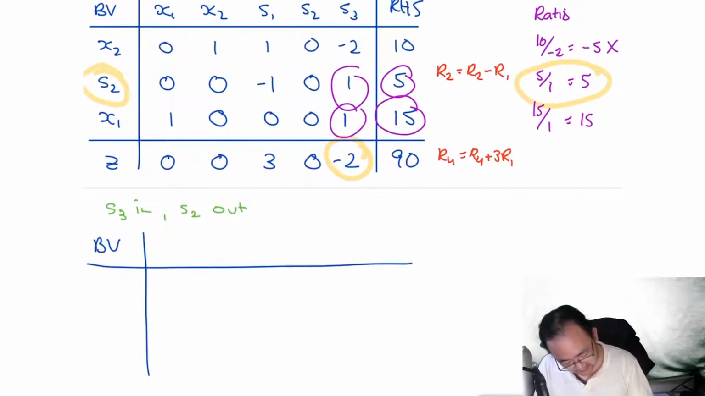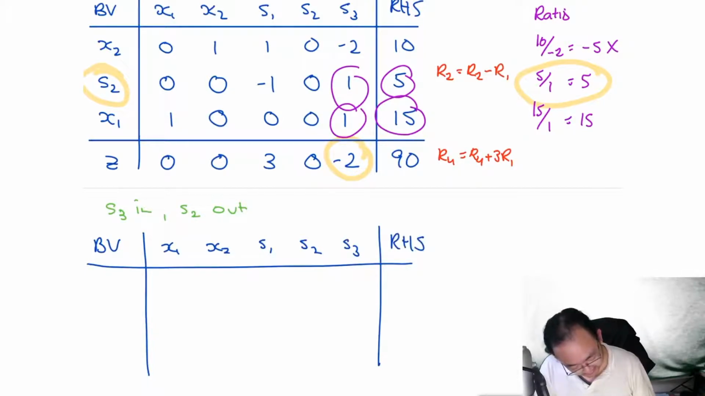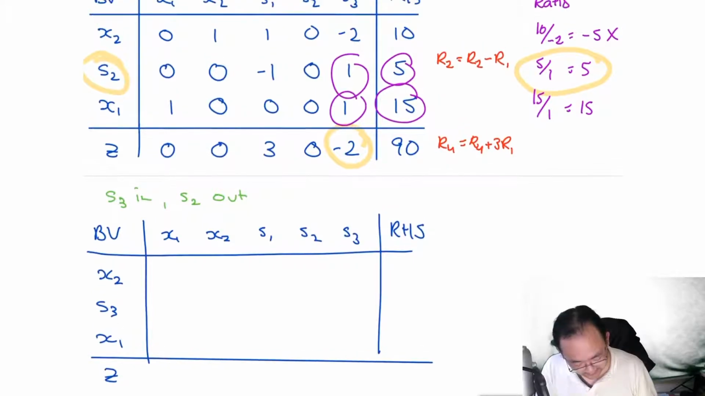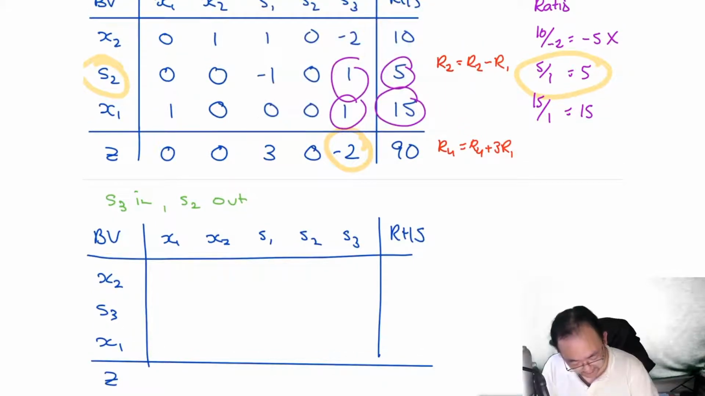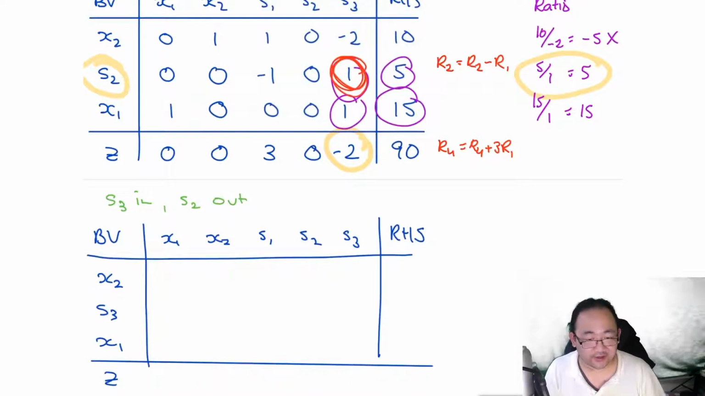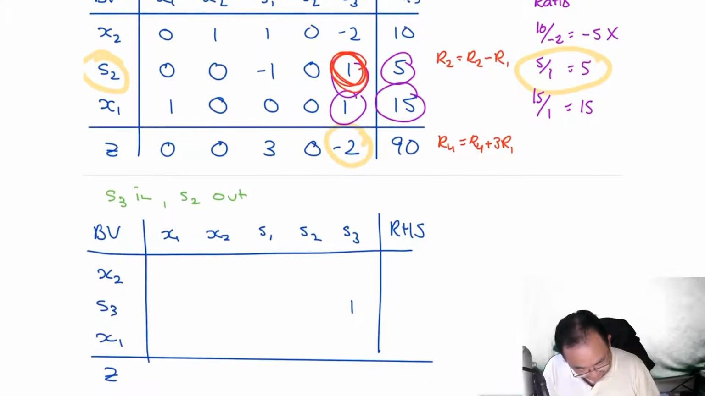BV, and then there's X1, X2, S1, S2, S3, and then the right hand side, and then there's going to be X2, S3, X1, and then the 0. Alright, so now I want to pivot on S3. We've got a 1 here, that means the 1 can stay. So that means we can copy out the row as is. So that's going to be 0, 0, minus 1, 0, 1, and then 5.